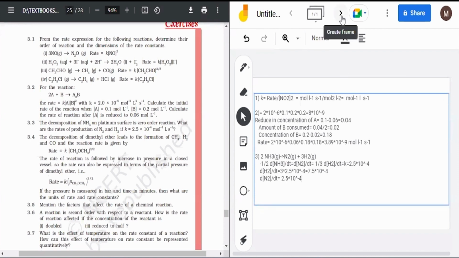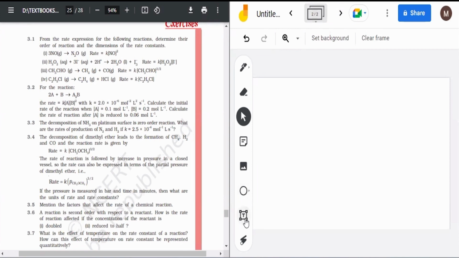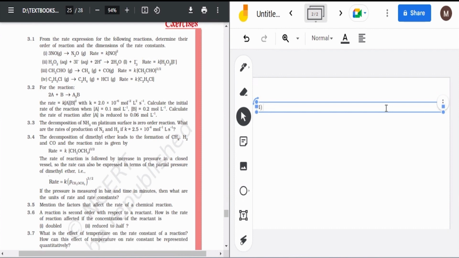Okay, let's do one more question, question number 4. What does the fourth say? The decomposition of dimethyl ether leads to the formation of CH4, H2 and CO, and the reaction rate is given. The rate of reaction is followed by an increasing pressure in a closed vessel, so that the rate can be expressed in terms of partial pressure of the dimethyl ether. Okay, if the pressure is measured in bar and time in minutes, then what are the units of rate and rate constant?